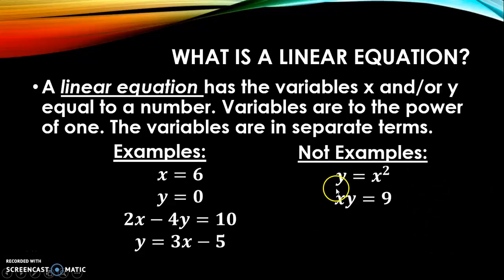Some non-examples are y equals x squared. The variable here is to the power of 2. That's not good. That makes it a curve. And if you have x and y multiplied together, they're now together. They're not separate. And this causes problems. This means that it will bend and curve a lot. That is stuff for later concepts.